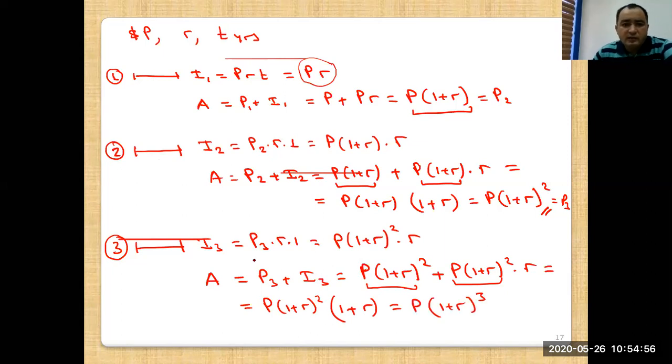Okay. So now, if you notice, there's a pattern. It follows some kind of pattern here. At the end of the first year, we have P times (1 + R) to the power 1. At the end of the second year, we have P times (1 + R) squared. At the end of the third year, (1 + R) cubed, right? So what happens after N years? At the end of N years, we can draw this conclusion: that is P times (1 + R) to the power N. Okay, that is our compound interest formula.